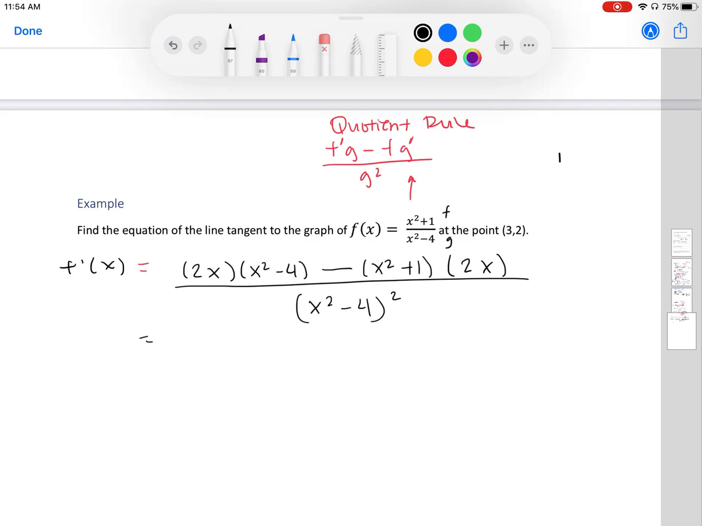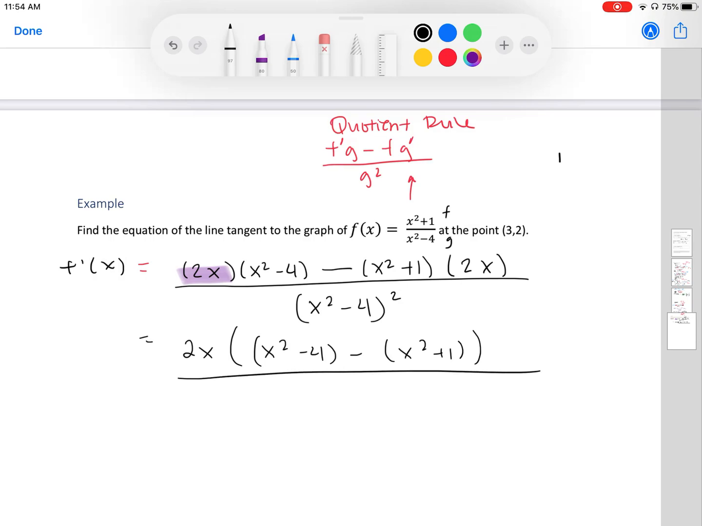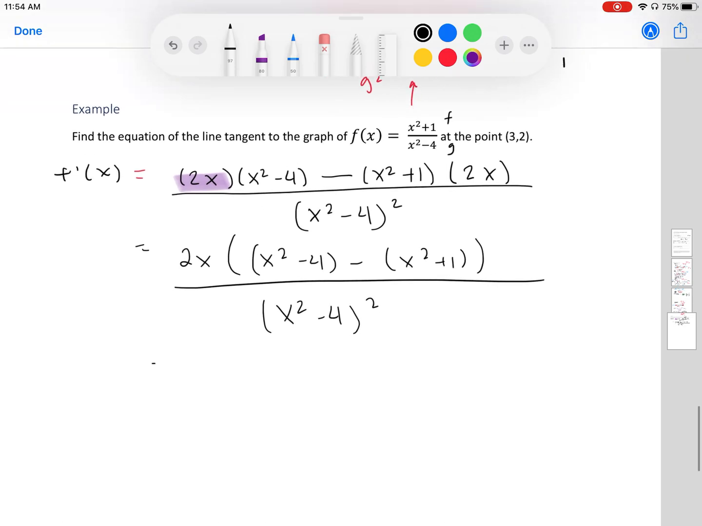So I see that we have a common factor, that 2x. And you don't have to factor it out from the get-go. You can work it in. You'll still get the same answer. So we have 2x, and then we're left with x squared minus 4 minus x squared plus 1 all over x squared minus 4 squared. Okay, well I can distribute that negative so that I have 2x times x squared minus 4 minus x squared minus 1.